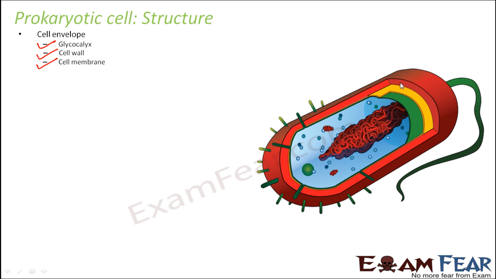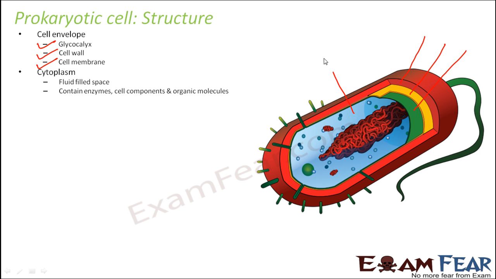So where do we see them? This is the glycocalyx, the yellow one is the cell wall, and the green one is the cell membrane. These are the three layers. We will talk about it in the next slide. Next is the cytoplasm, which is the fluid filled space. This blue colored structure is the cytoplasm. It contains all the enzymes, cell components and organic molecules.